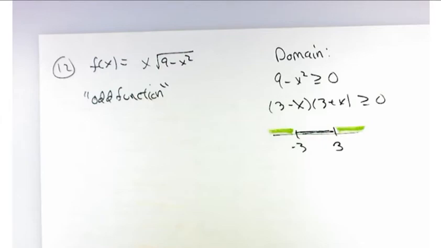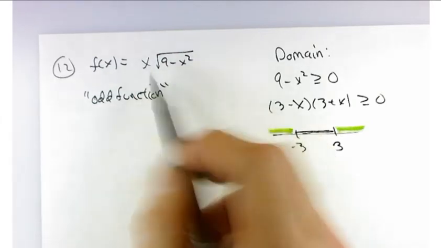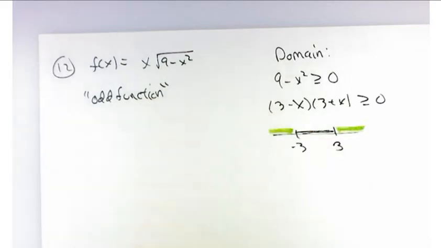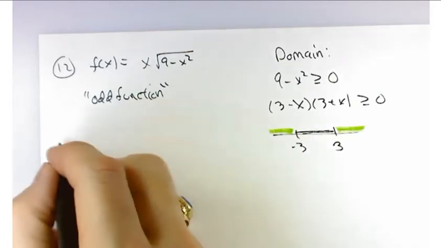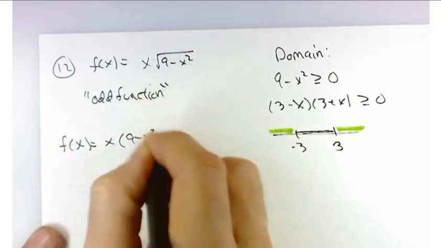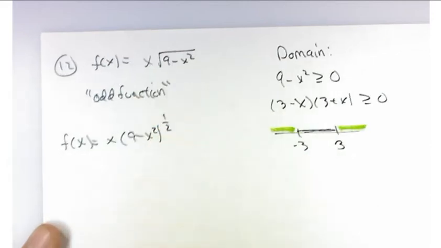Reem, are there going to be any vertical asymptotes here? No, because there's no denominator, right? So there's no denominator, there's no vertical asymptotes. There's actually no asymptotes at all, really. So the next thing we're going to work on is the calculus part of this. Let's work on finding some derivatives. I'll rewrite this as x times (9 minus x squared) to the 1/2.